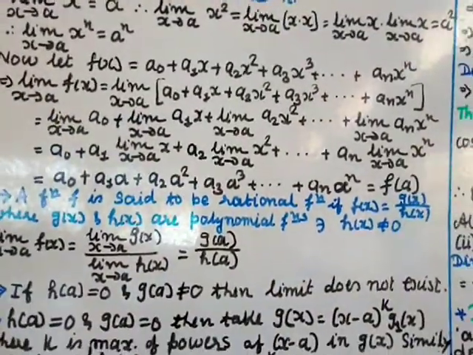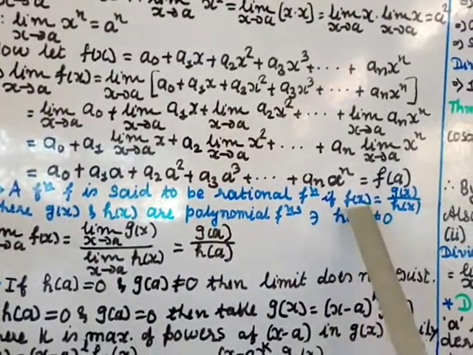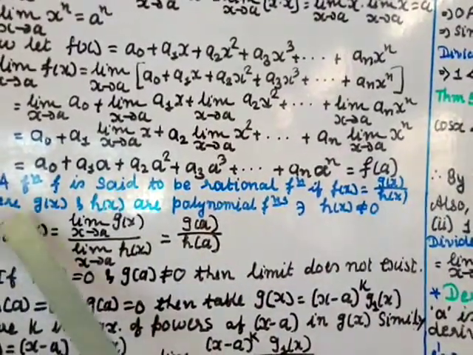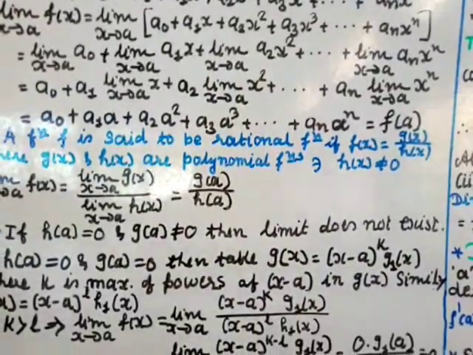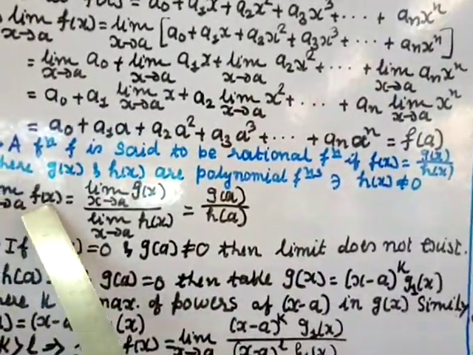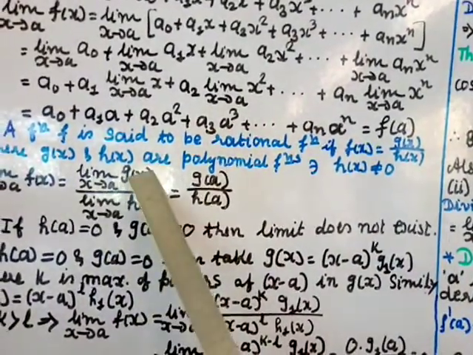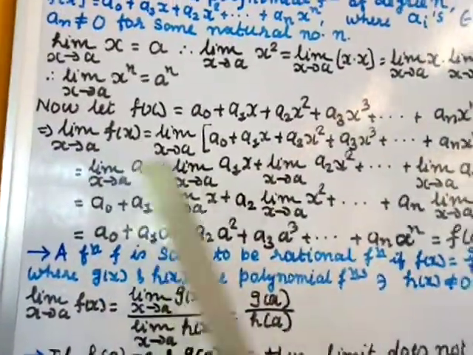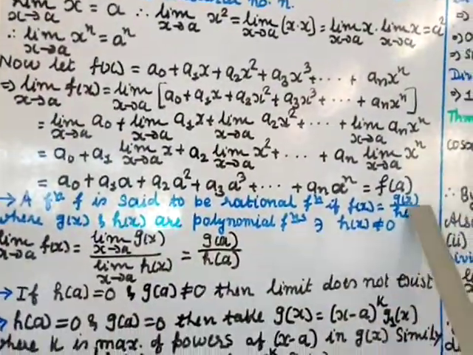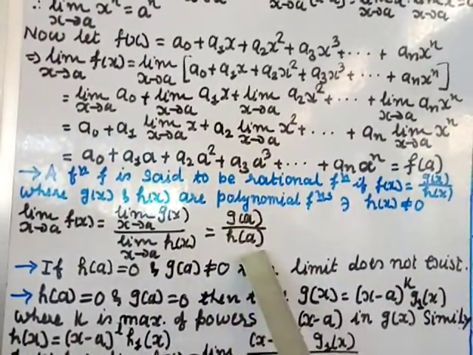Now let us define the rational function. A function f is said to be a rational function if f(x) is equal to g(x) by h(x), where g(x) and h(x) are polynomial functions such that h(x) should not be 0. So limit x tends to a f(x): now give the limit to numerator and denominator. So limit x tends to a g(x) divided by limit x tends to a h(x). Similarly, these two are polynomials, so the limit of this will be g(a) and the limit of this will be h(a).